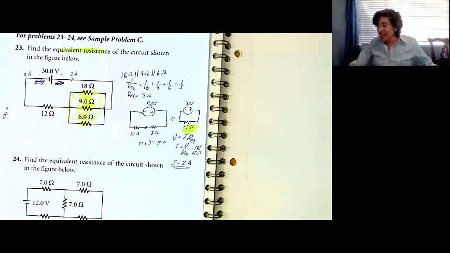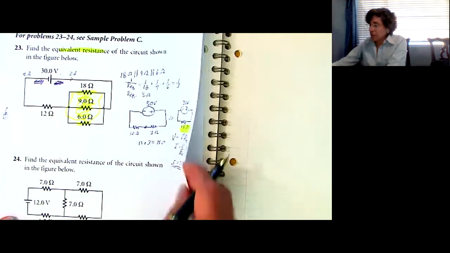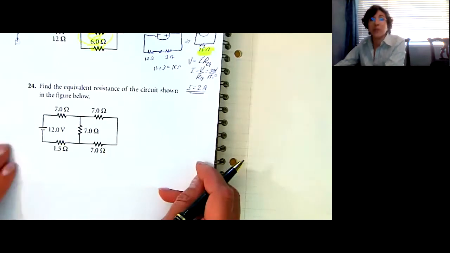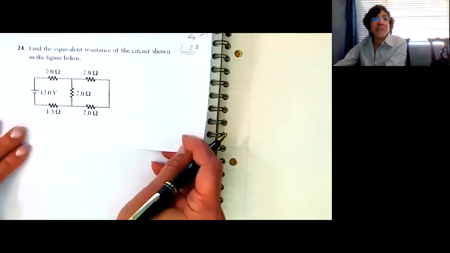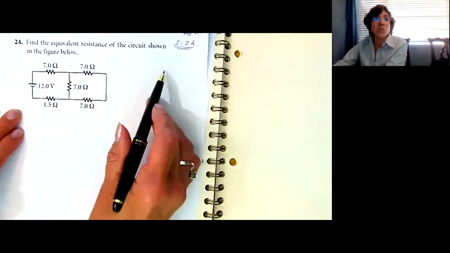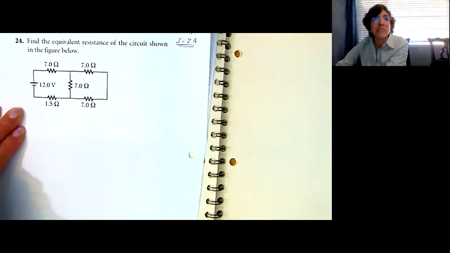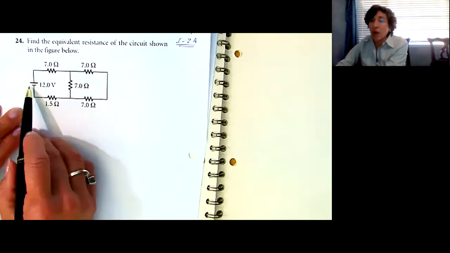All right, let's take the next one. Last one here. Number 24. Even more fun. It says, find the equivalent resistance of the circuit shown in the figure below. So now we have a few more things, and you have to look and say, what's in series and what's in parallel? So I have a 12-volt battery.